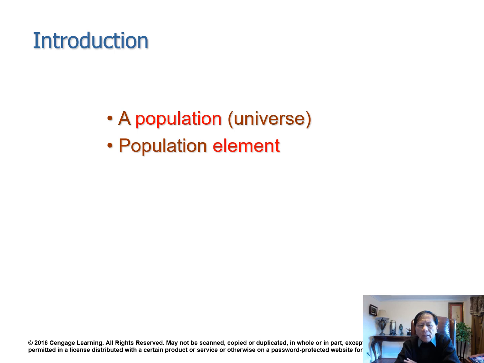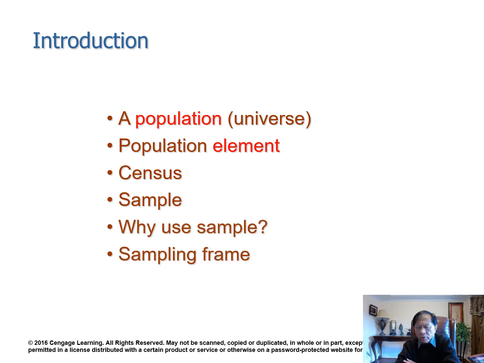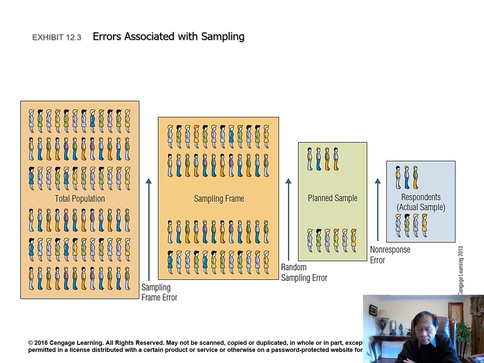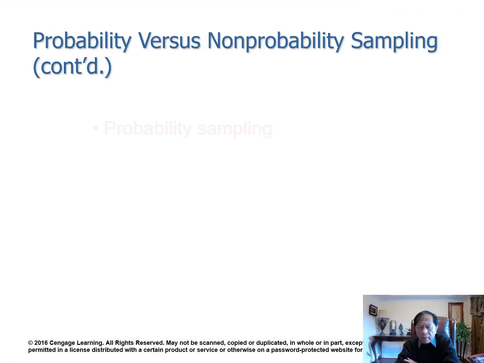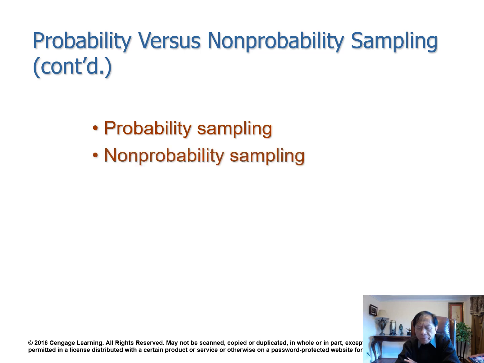And then in the final chapter, we talk about sampling, population, element, census, samples. Why do we use samples? What is a sampling frame? Sampling units. There are sampling errors associated with sampling, and probability versus non-probability samples, probability sampling, non-probability sampling.